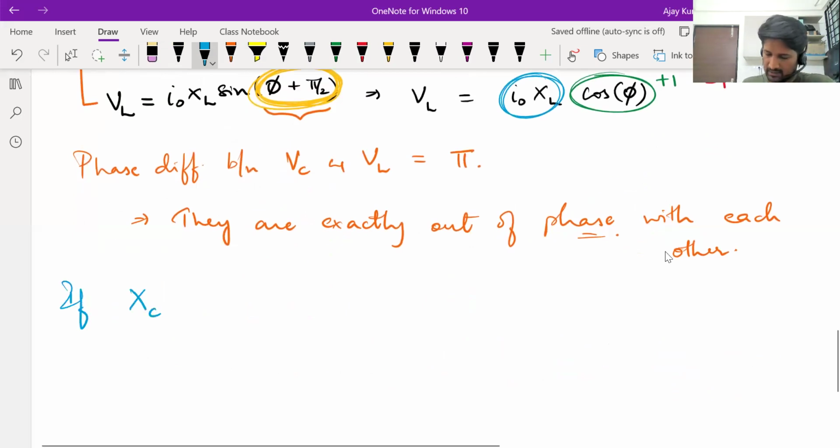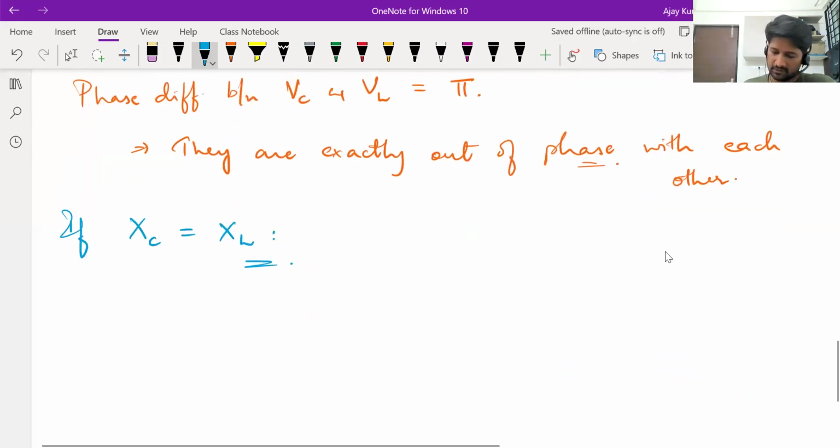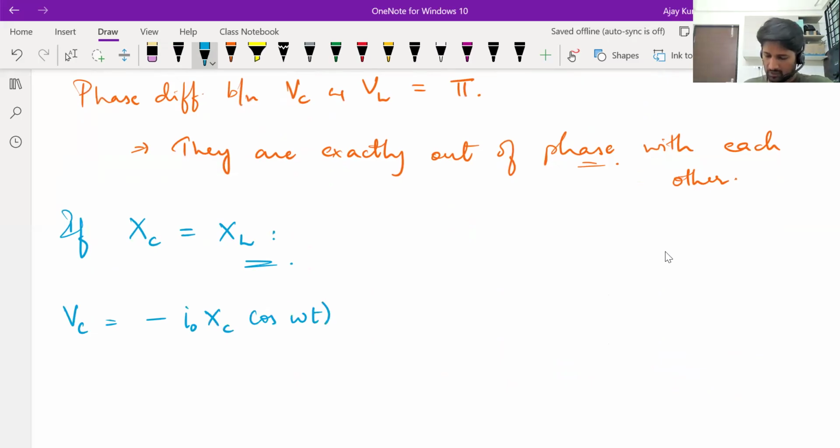If XC is equal to XL, then something interesting happens. The voltage across the capacitor is minus I naught XC cos omega t, and the voltage across the inductor is I naught XL cos omega t, or cos phi. Let's write cos phi.